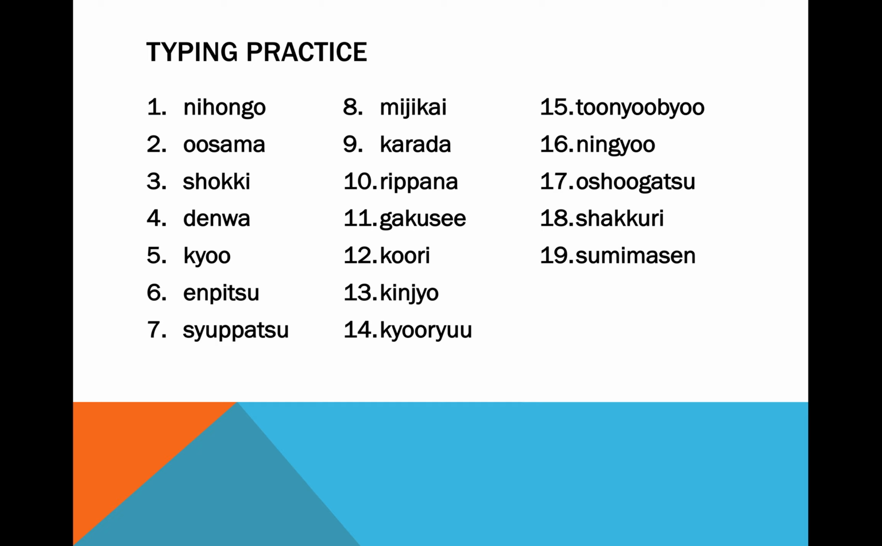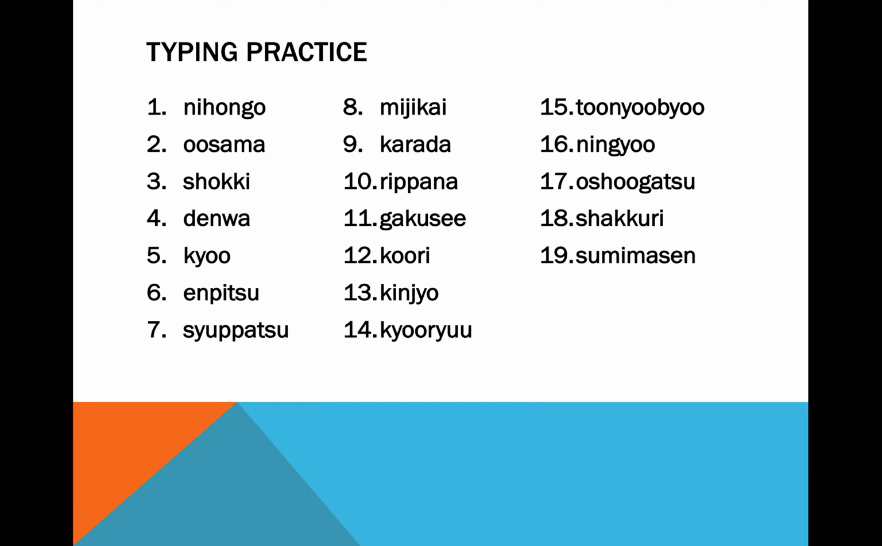Try to type those words in hiragana. 1. 日本語, Japanese. 2. 王様 means king. 3. 食器 means dishes. 4. 電話 means phone. 5. 今日 means today. 6. 鉛筆, pencil. 7. 出発 means departure. 8. 短い means short. 9. 体 means body.